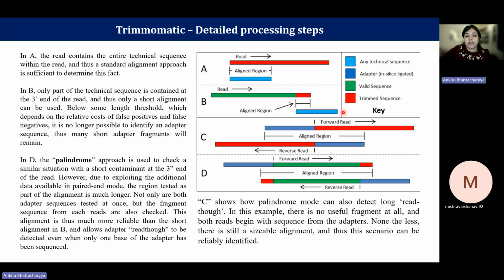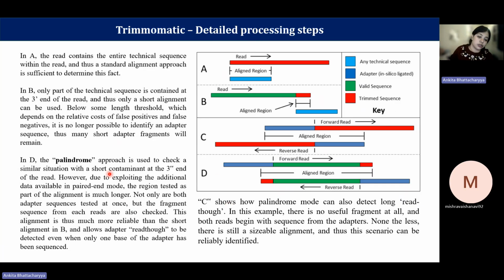Like I just mentioned, if an adapter is quite long, it is much easier to detect. If it is a short adapter, you might end up not even recognizing it, and that can get retained and possibly affect your data as well. So what does Trimmomatic do to increase the efficiency of this trimming process? It goes for the palindrome approach.